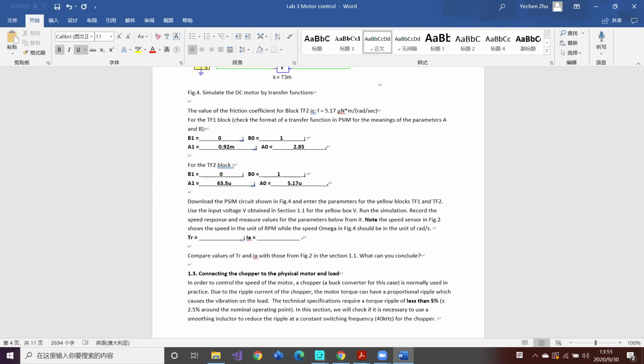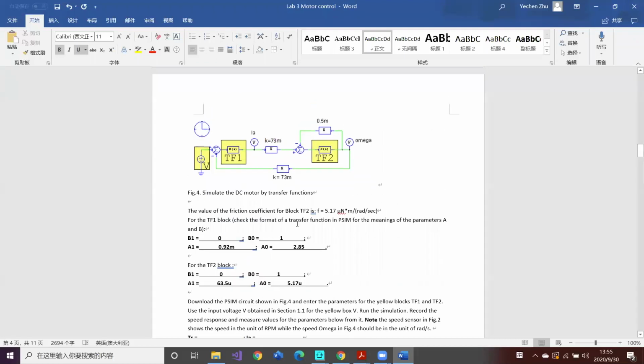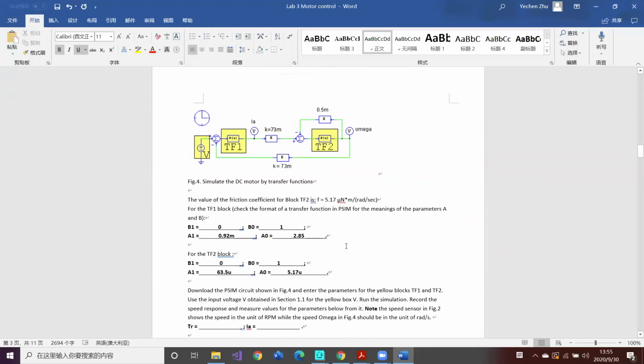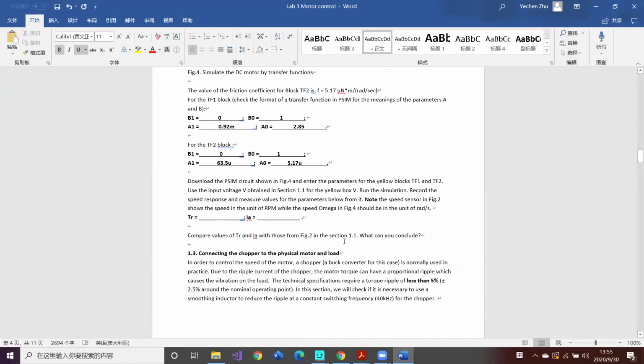And then simulate that, find your TR and 95% of your TR value of IA, fill in these two blanks, and compare these two values with your first TR and IA. You will find those two numbers are very close.